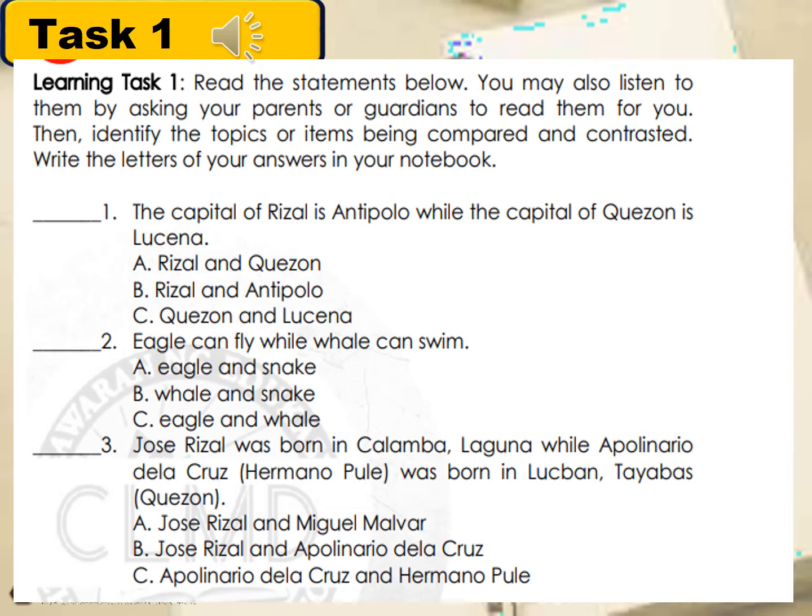Number 2. Eagle can fly while whale can swim. A. Eagle and snake. B. Whale and snake. C. Eagle and whale. Number 3. Jose Rizal was born in Calamba, Laguna, while Apolinario de la Cruz or Hermano Pule was born in Lucban, Tayabas, or Quezon. A. Jose Rizal and Miguel Malvar. B. Jose Rizal and Apolinario de la Cruz. C. Apolinario de la Cruz and Hermano Pule.